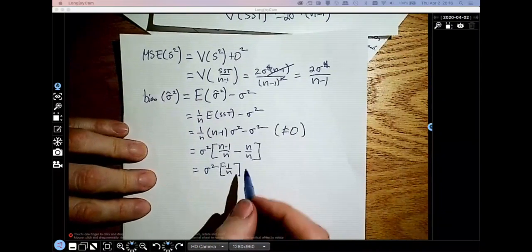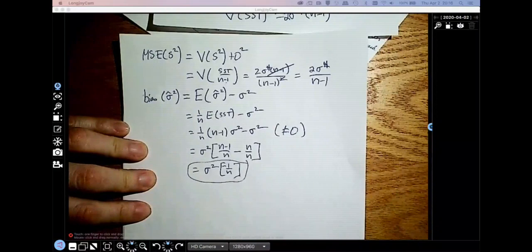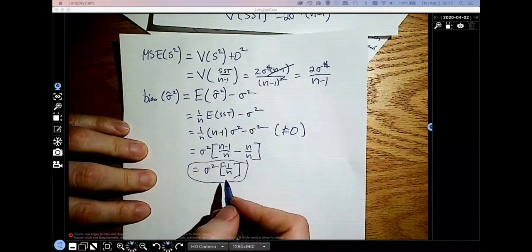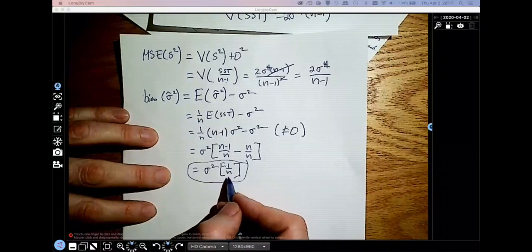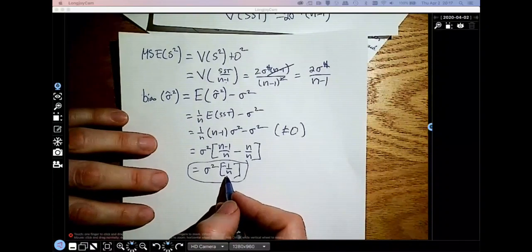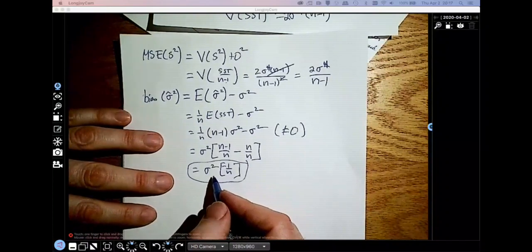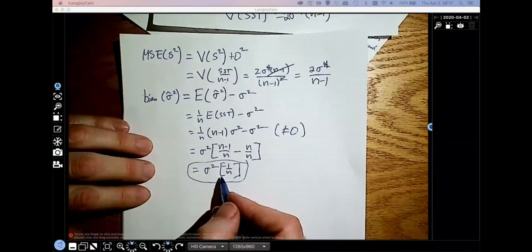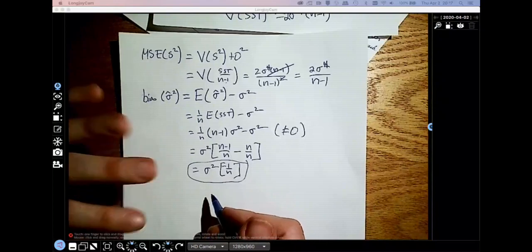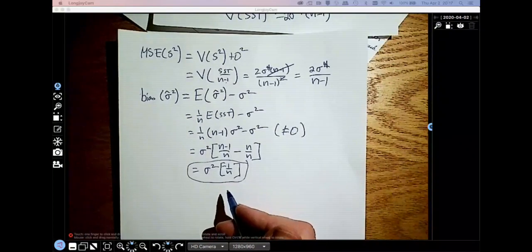So what this is really saying is that we're going to underestimate sigma squared by a factor of 1 over n. So as n goes to infinity, our estimate will be unbiased. It takes a larger sample size for this to be unbiased, to approach unbiased. All right.